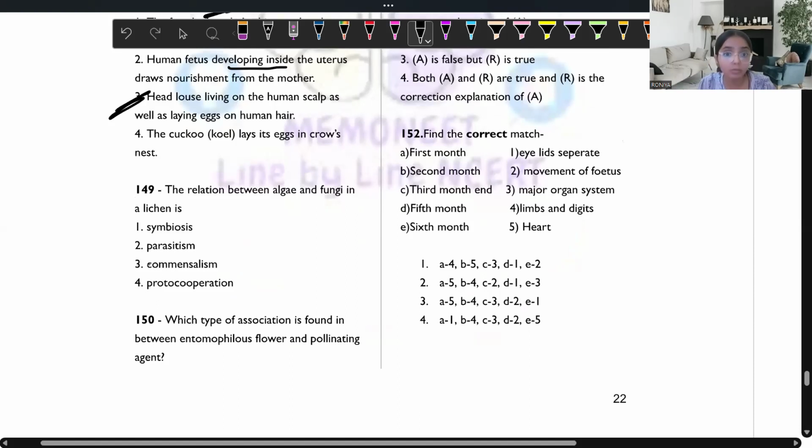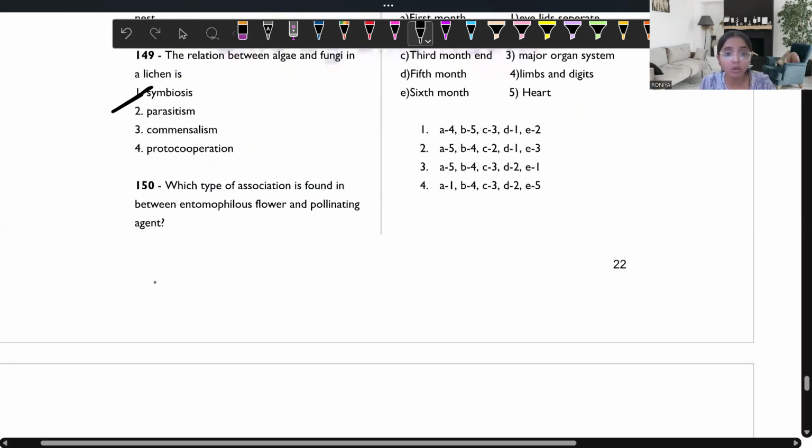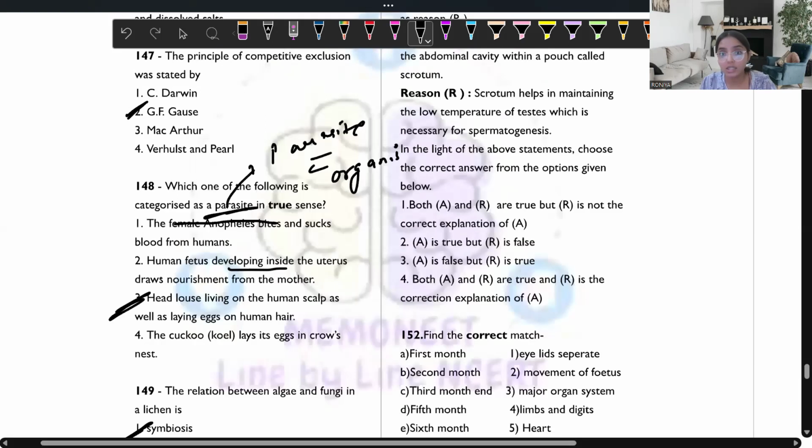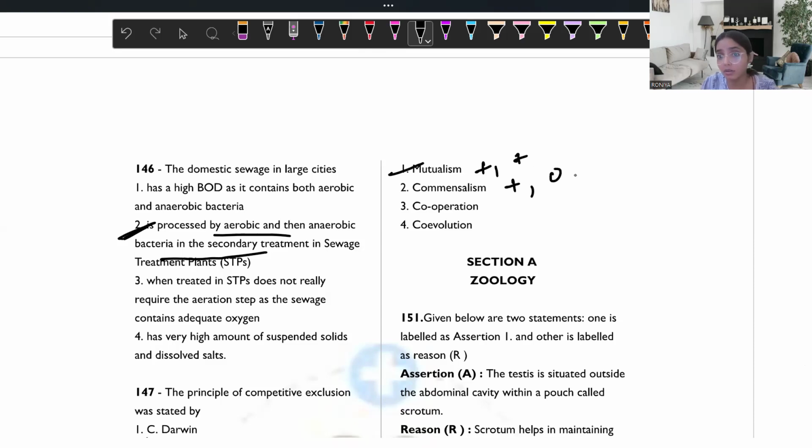Let us see 149. The relationship between algae and fungi is lichen, which is a symbiosis. Yes, I told you, right? In the question before. 150. Which type of association is found between an entomophilous flower and its pollinating agent? Yes, it is mutualism. Both of them are benefited. Mutualism is a plus-plus relationship where both of them are benefited. Commensalism is a plus and zero relationship, where one organism is benefited and there is no effect on the other organism. Cooperation and co-evolution are not types of species interaction.